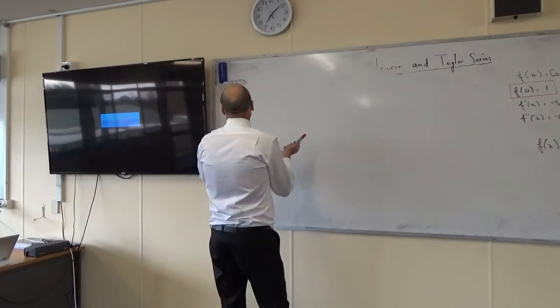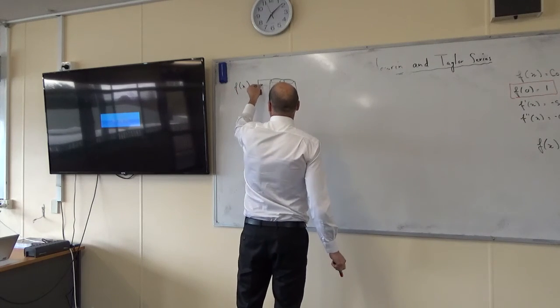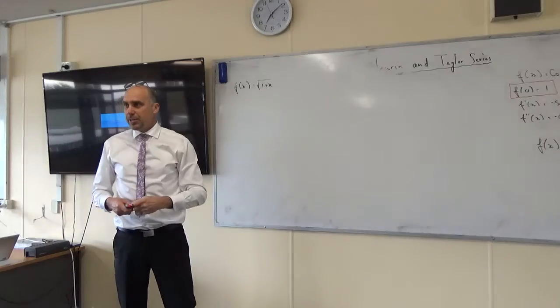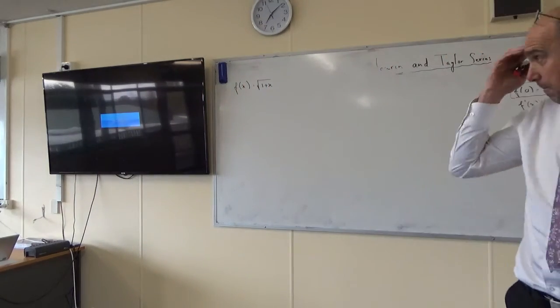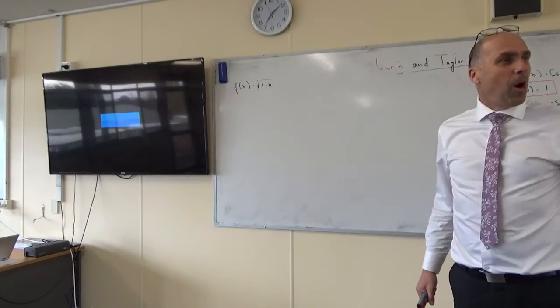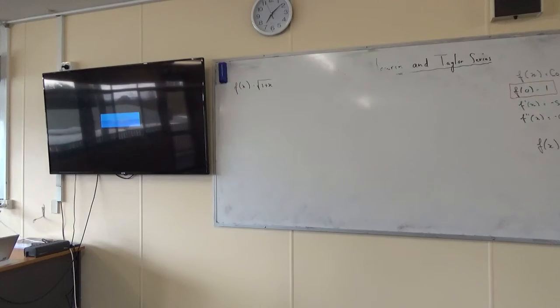Can you find the first 4 non-zero terms, writing that as a Maclaurin series, which is a function around the point x equals 0? Quickly, let's go. Can I do it too? I'll give you 3 minutes head start. And then I'm going to come and do it.